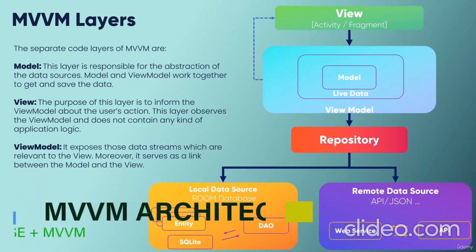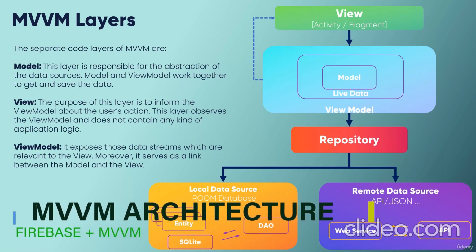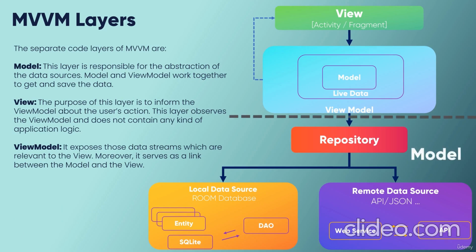While building our application, we're going to follow the MVVM architecture. MVVM, which stands for Model View View Model, is an architectural pattern commonly used in Android app development to separate the concerns of the user interface and business logic. We have three layers: model, view, and view model. The view is responsible for rendering the user interface and presenting data to the user. In Android, the view is typically implemented using XML layout files and widgets like text views, image views, etc. This layer observes the view model and doesn't contain any kind of application logic.